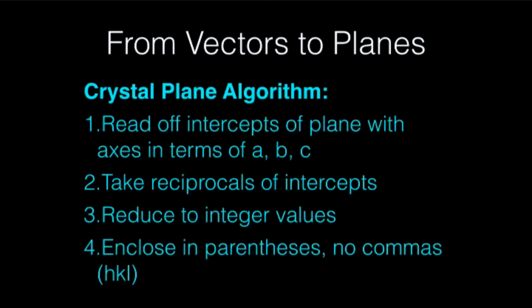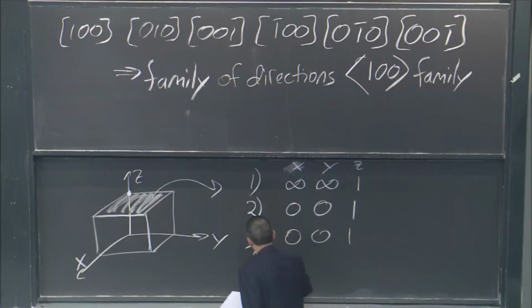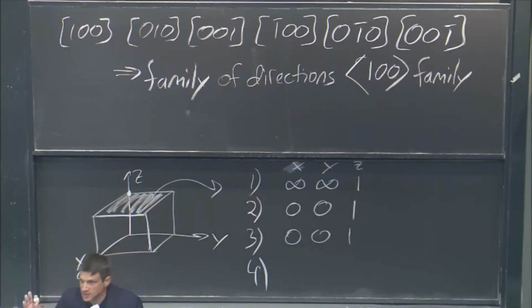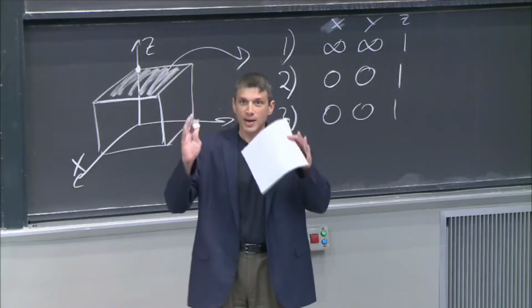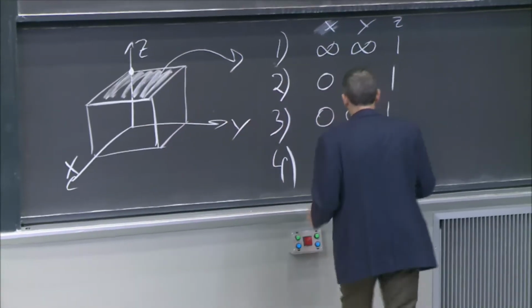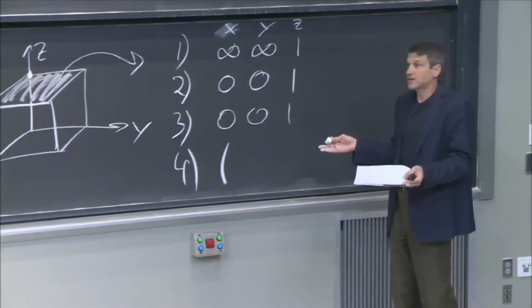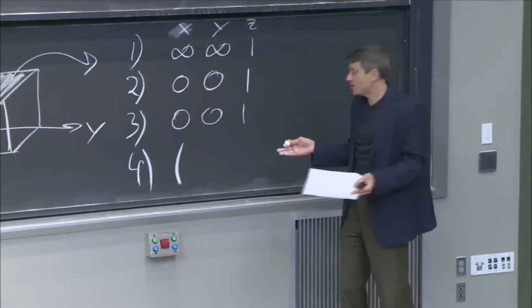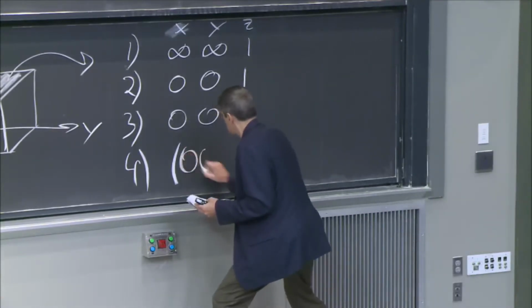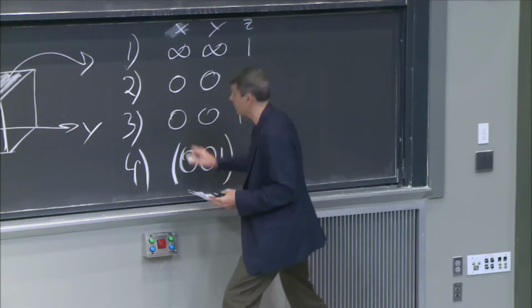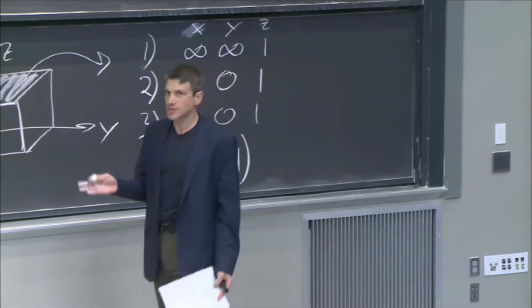Now we reduce to integer values, and there's no work to do there. And then we are very careful about this. We use parentheses. No more brackets. Parentheses. Do not get this wrong, because you might be talking about a vector by accident. You don't want to talk about a vector by accident. So this is the (0 0 1) plane, no commas. Remember the dislike of commas.